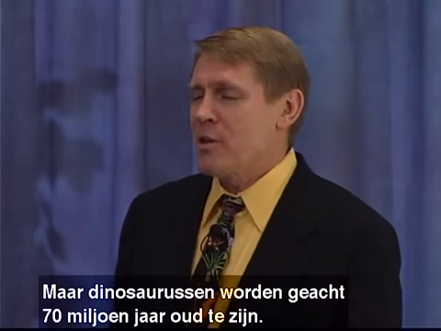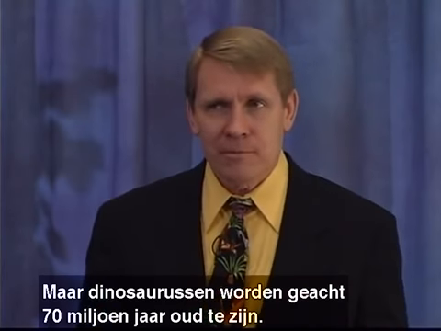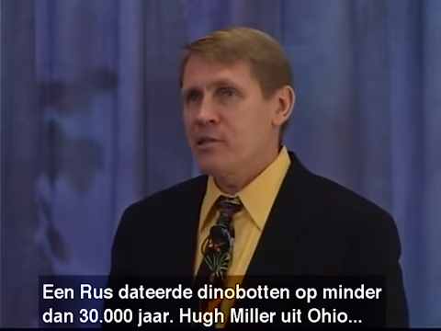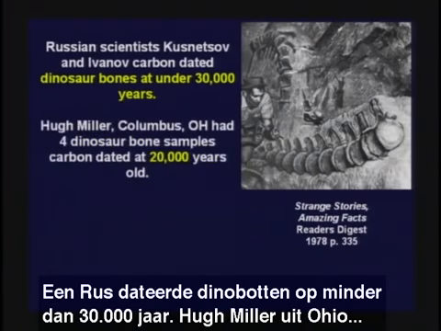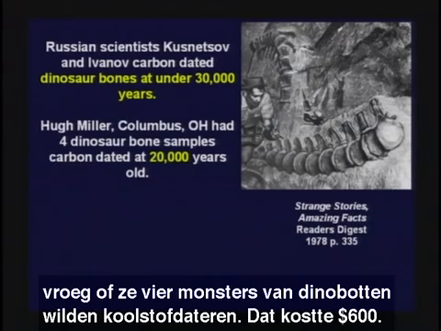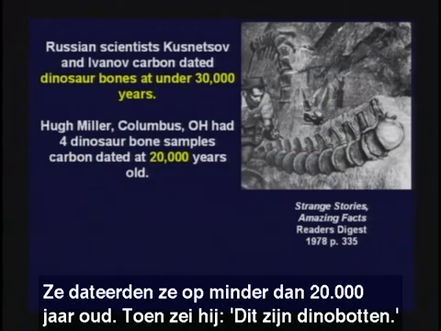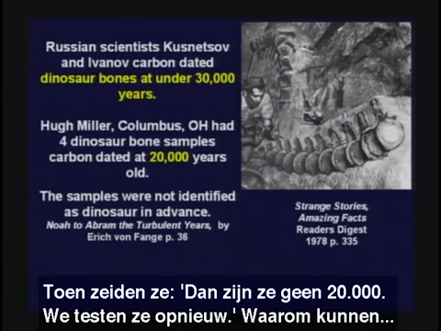But yes, dinosaurs ought to date 70 million years old. A Russian scientist dated dinosaur bones at less than 30,000 years old. Hugh Miller from Columbus, Ohio, took in 4 dinosaur bone samples and said, would you carbon date these? And they charge like $600 to carbon date something. They carbon dated them and said they're less than 20,000 years old. He said, oh, by the way, these are dinosaur bones. They said, oh, well, then they're not 20,000. We've got to test them again.